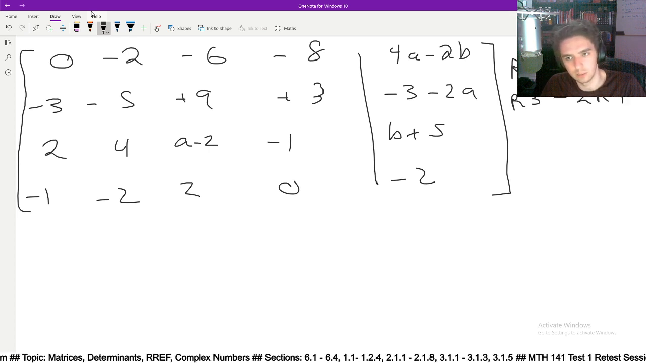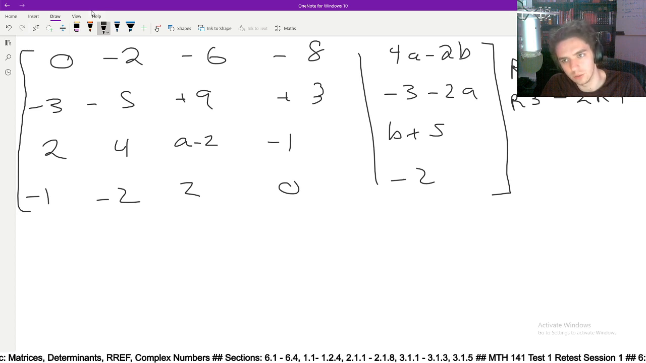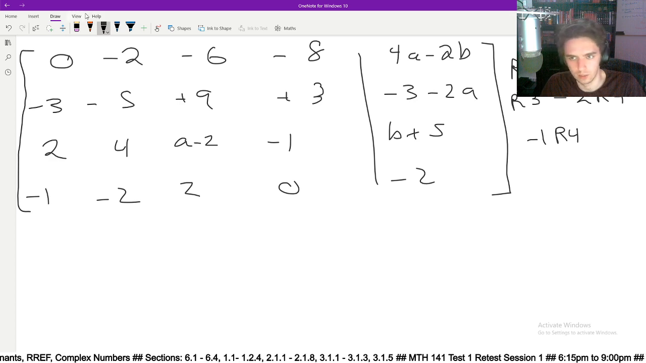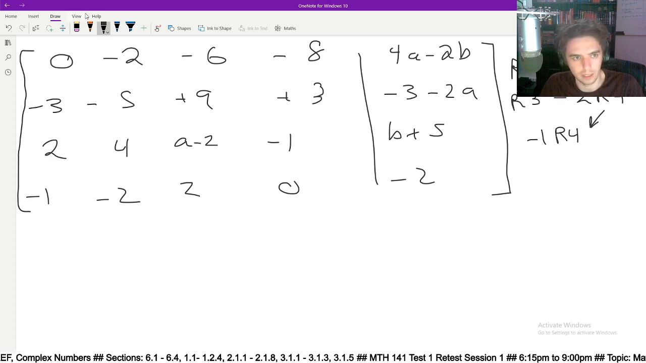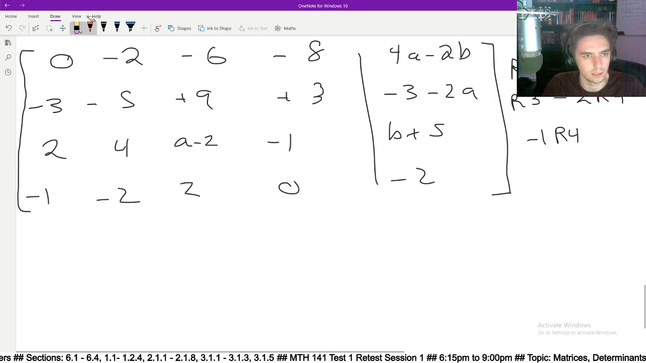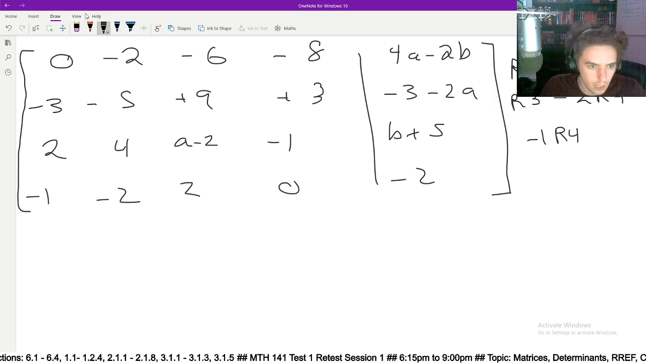And then I know you're not really supposed to do it, but after all this, I'm going to do negative 1 times row 4. Technically you shouldn't do that in the same step, but as long as I'm paying attention and do that at the end, it'll be okay. So the top row is staying the same.